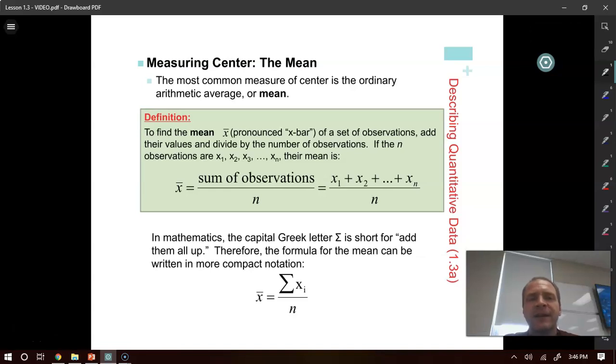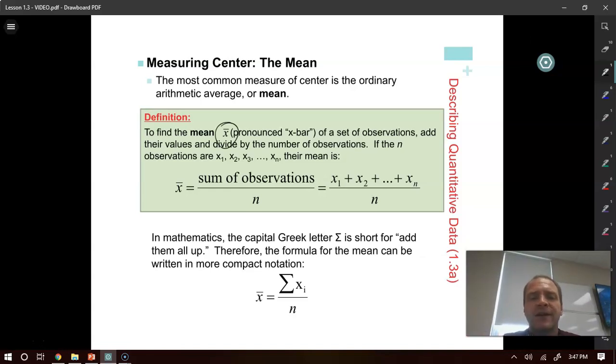We have the mean and we have the median. The mean is the most common measure of center. It's the arithmetic average. You take the sum of the observations and divide by the sample size, the number of observations. For samples, we use x-bar to represent the sample mean.